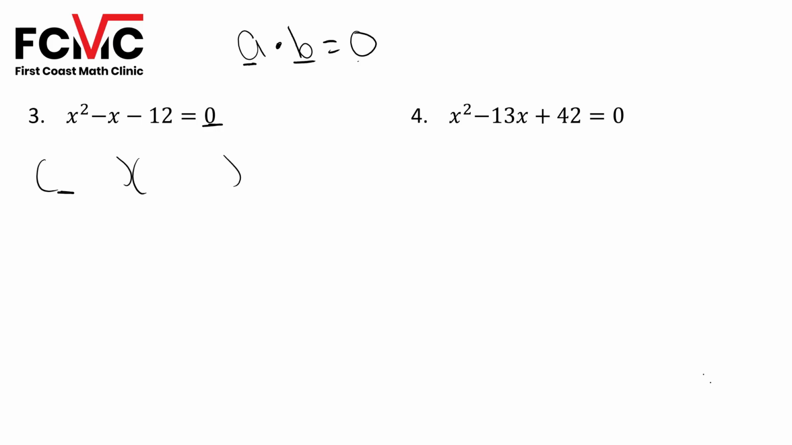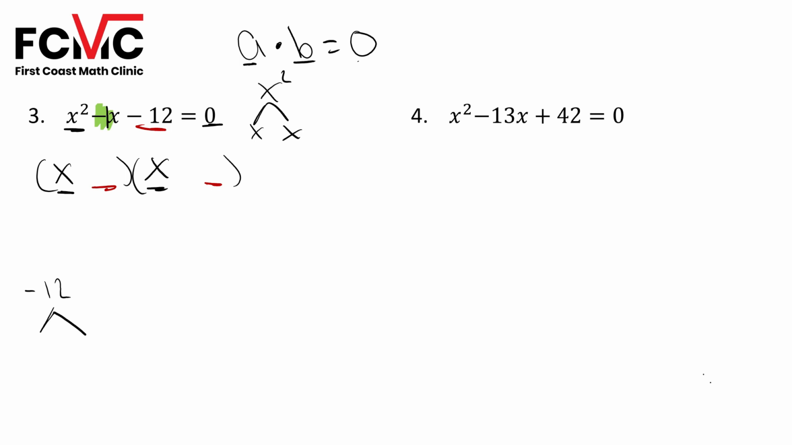We know that first term again is going to come from the x squared, which factors into x times x, so that x and x is here. These last terms are going to come from the negative 12. We want two numbers that multiply to negative 12, but add to that middle term, which is -1.